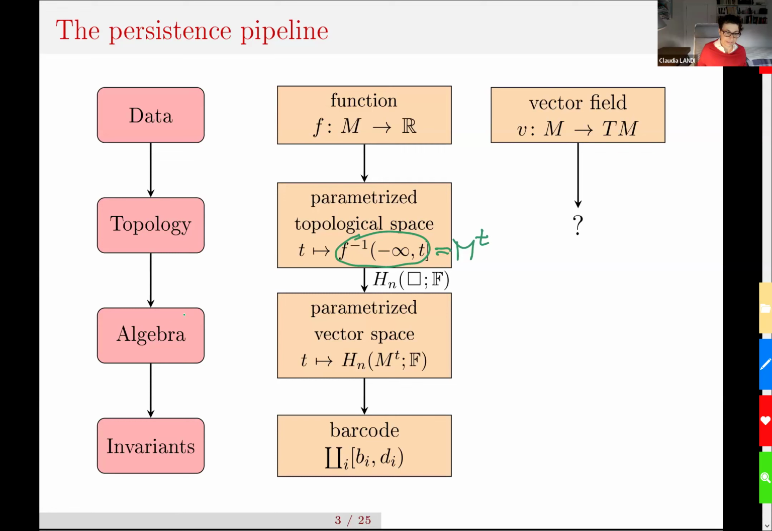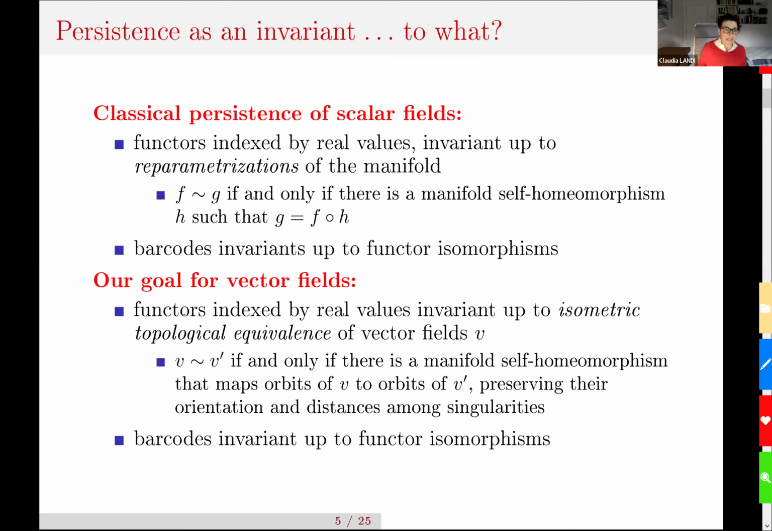And the barcode is an invariant. An invariant of what? For scalar fields, the barcode is an invariant of the scalar field up to reparametrizations of the manifold, meaning that two functions f and g for which there exists a self-homeomorphism H of the manifold such that this equality is satisfied will give the same barcode. So the barcode captures the properties of the functions up to reparametrization of the manifold, up to composition with the self-homeomorphism that preserves the level sets.